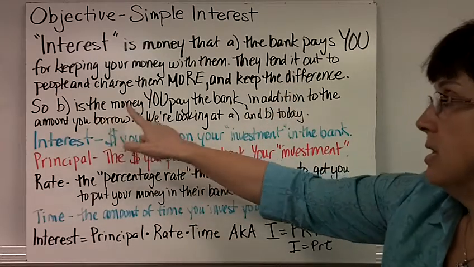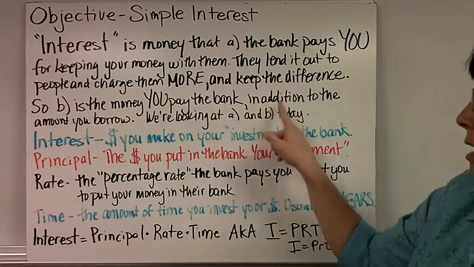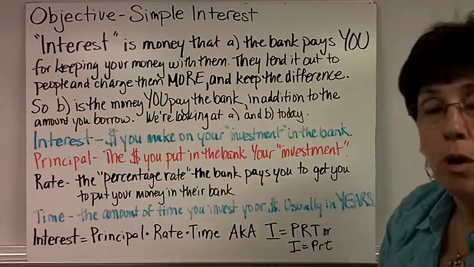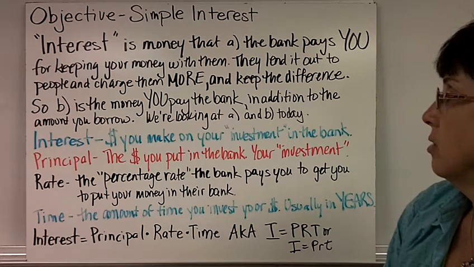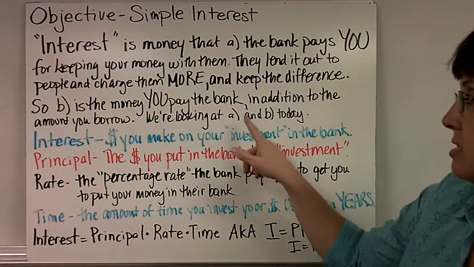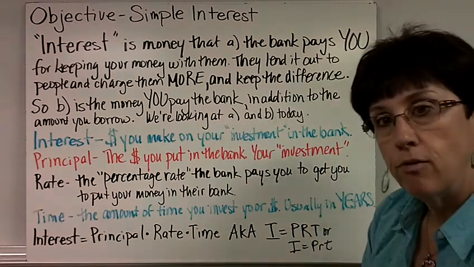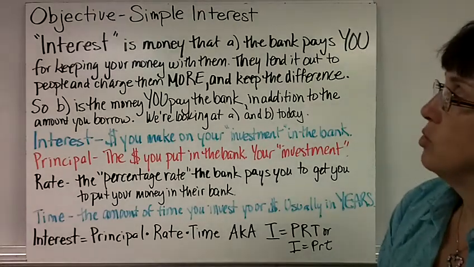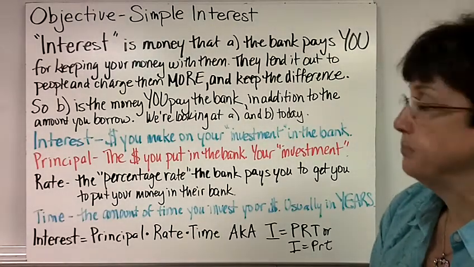So B is the money you would pay the bank in addition to the amount you borrow if you are the one taking the loan. So we're going to look at both things today, A and B. Money that you would make for investing money with them and money that you would pay for borrowing money.